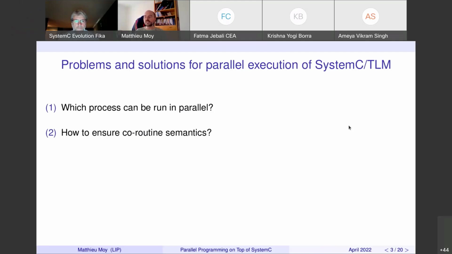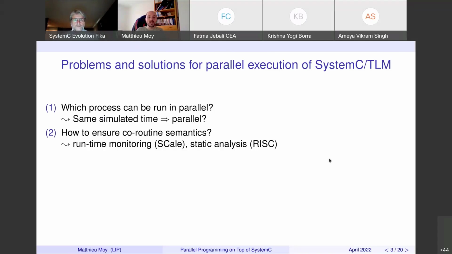The two main questions raised by parallel SystemC are: when can I parallelize? Which processes are candidates for parallelization? And then the SystemC standard says you have coroutine semantics, which essentially means you need to be sequential, and we still want to be parallel in terms of execution with semantics which look like coroutines.